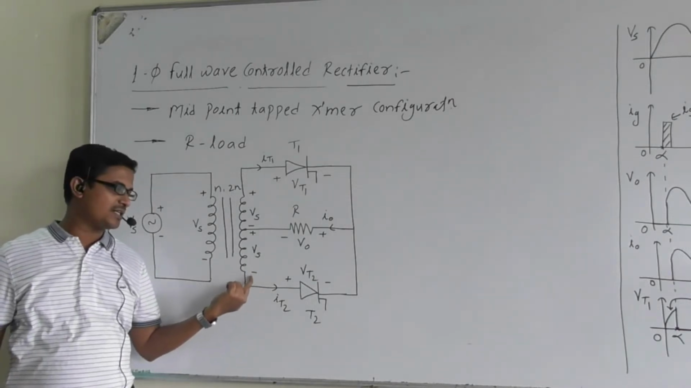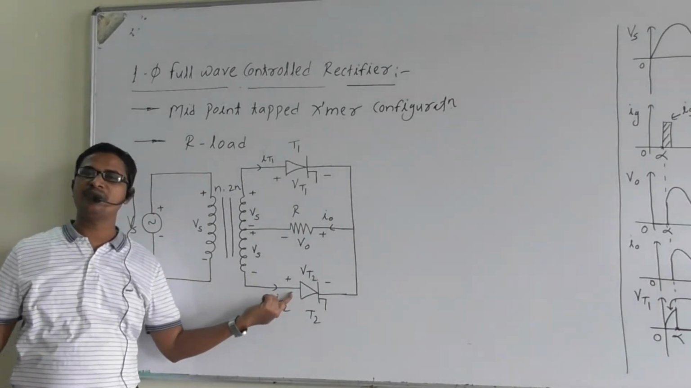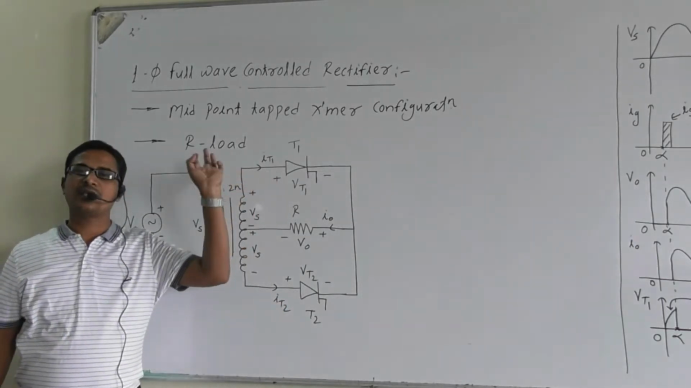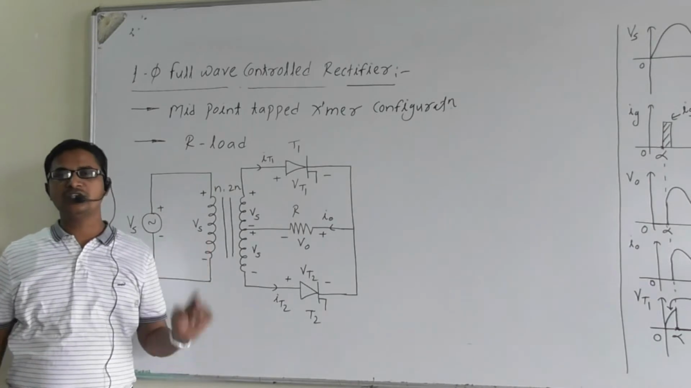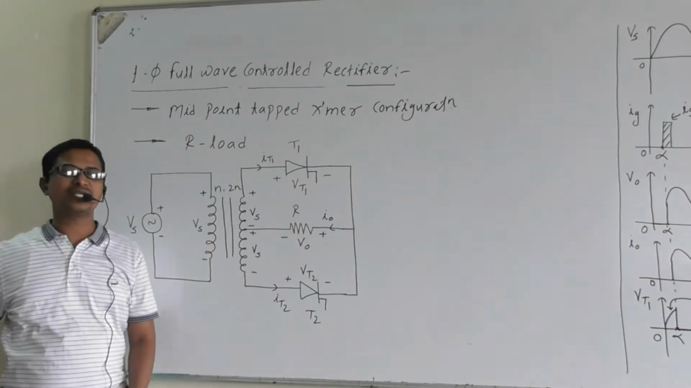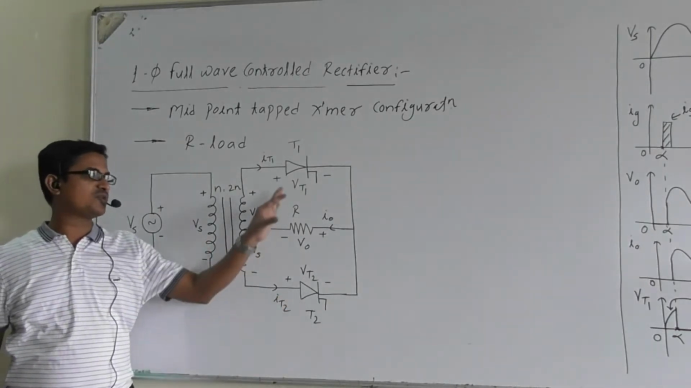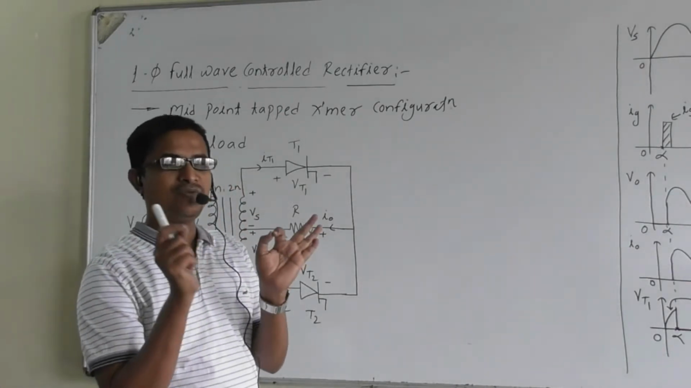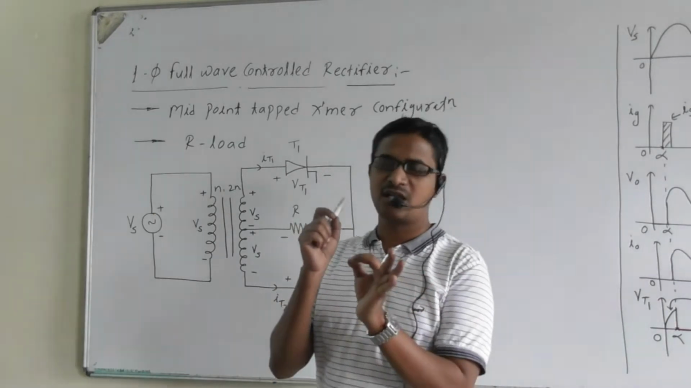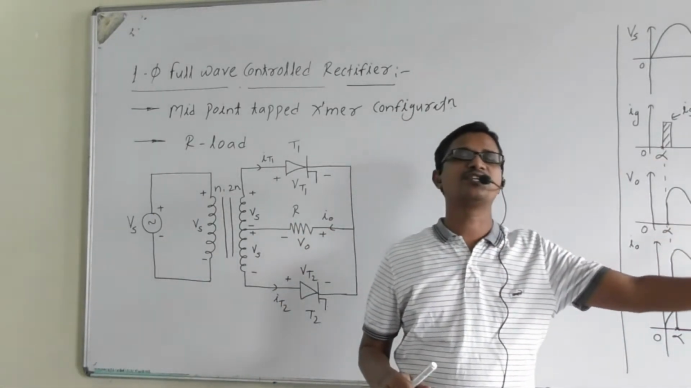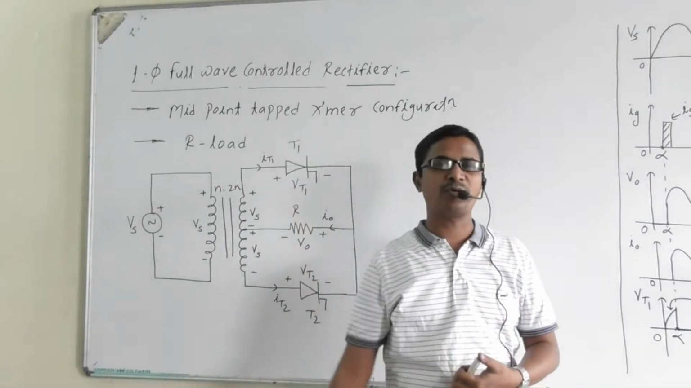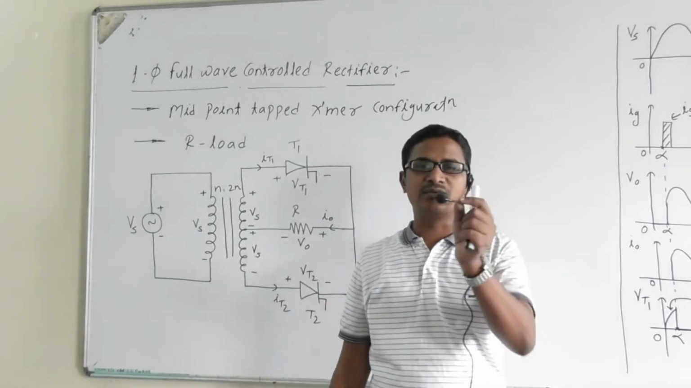So the highest potential point will appear at the anode of thyristor T2, and the lowest potential will appear at the anode of thyristor T1. So when Vs is negative, can we say that thyristor T2 is in forward bias mode and thyristor T1 is in reverse bias mode? Important to note: when Vs is positive, thyristor T1 is in forward bias mode and thyristor T2 is in reverse bias mode. When Vs is negative, thyristor T2 is in forward bias mode and thyristor T1 is in reverse bias mode, right?